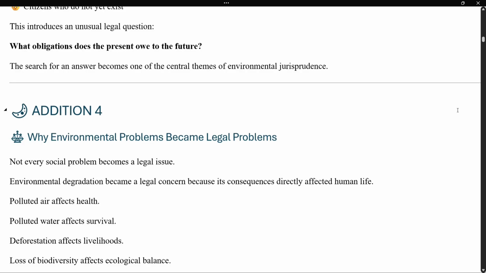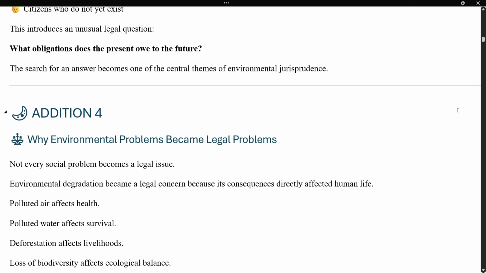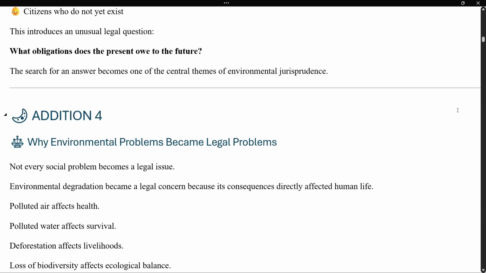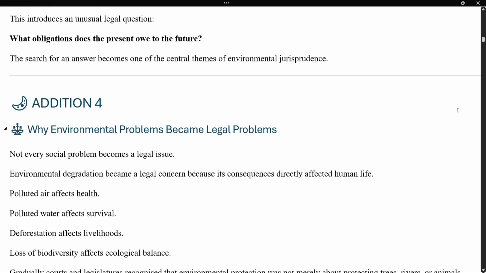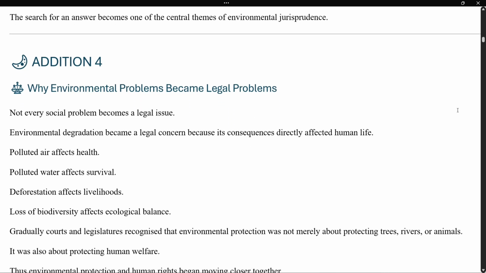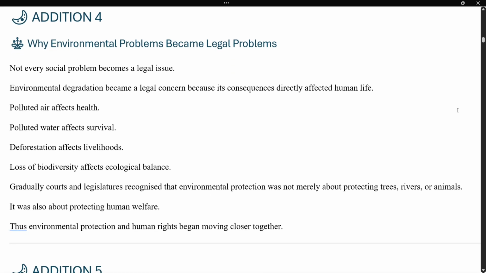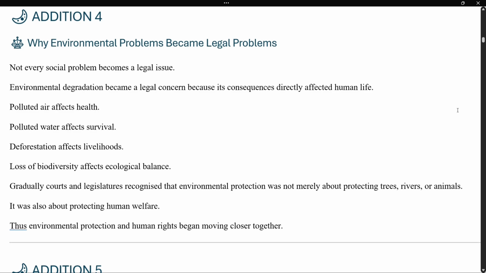Crescent Moon Edition 4: environmental problems became legal problems. Not every social problem becomes a legal issue. Environmental degradation became a legal concern because its consequences directly affected human life. Polluted air affects health. Polluted water affects survival. Deforestation affects livelihoods. Loss of biodiversity affects ecological balance. Gradually, courts and legislatures recognized that environmental protection was not merely about protecting trees, rivers, or animals. It was also about protecting human welfare. Thus, environmental protection and human rights began moving closer together.